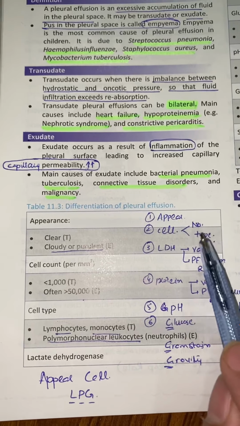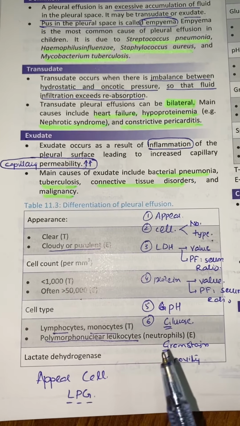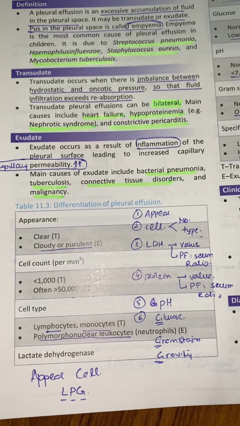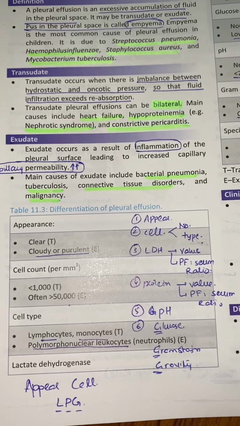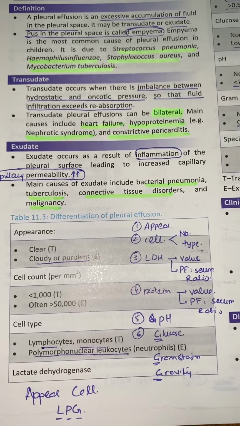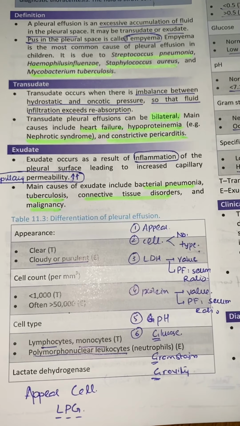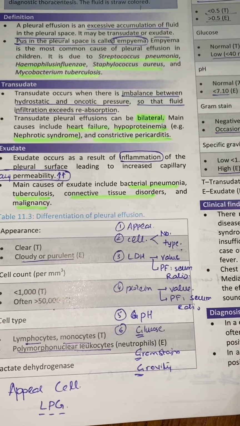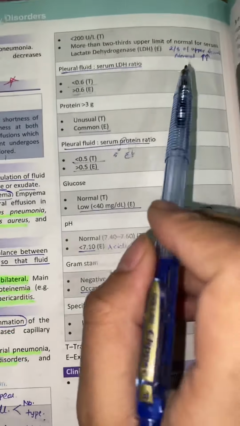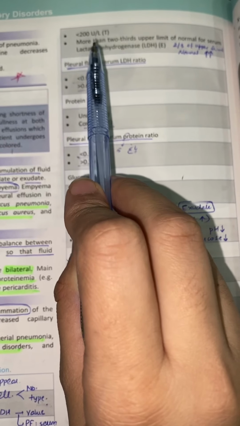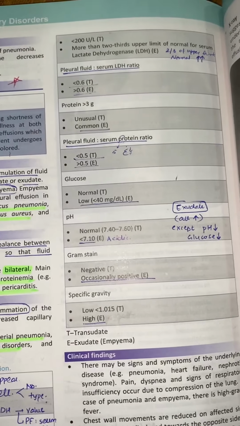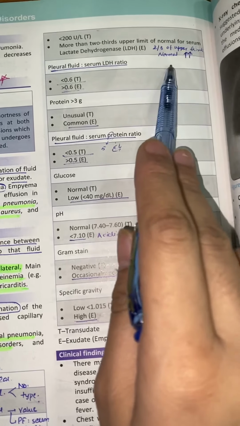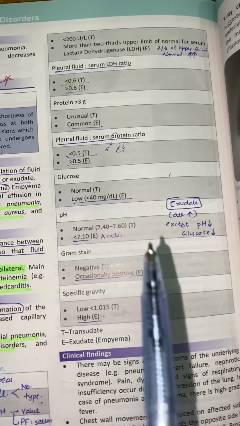Moving on to the type. The type is lymphocytes and monocytes in transudate and neutrophils in exudate. Moving on, by remembering this LPG. L is LDH, again the same thing: what will be the value of LDH and what will be the ratio. The ratio is the amount of LDH in pleural fluid to that in serum. The value of LDH is less than 200 in transudate, and since values are increased in exudate, it will be more than 2/3 of the upper limit of normal.